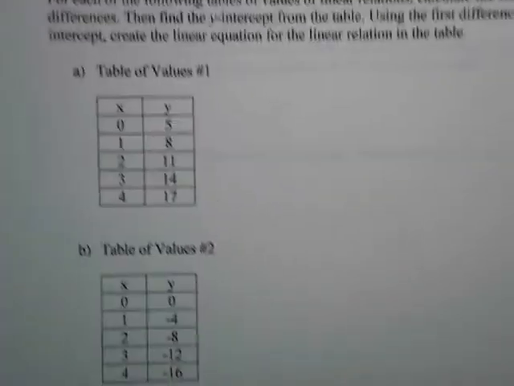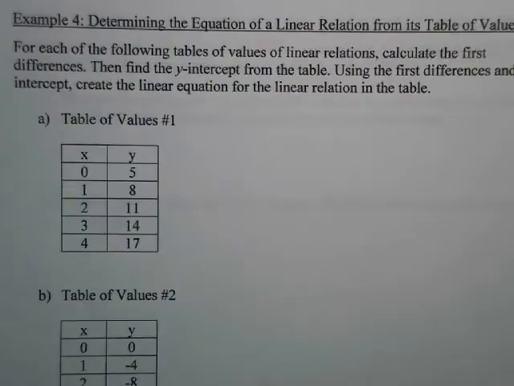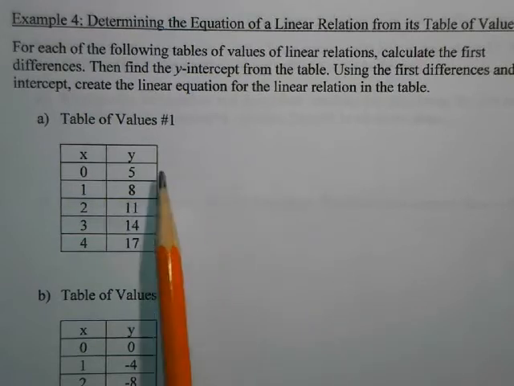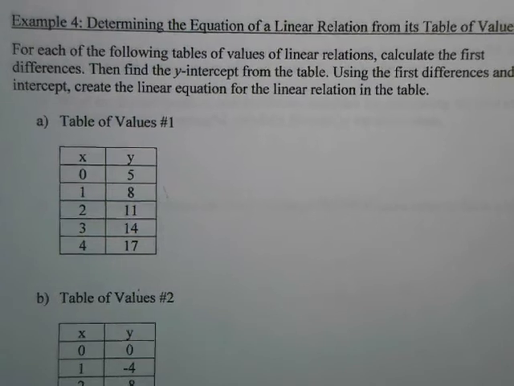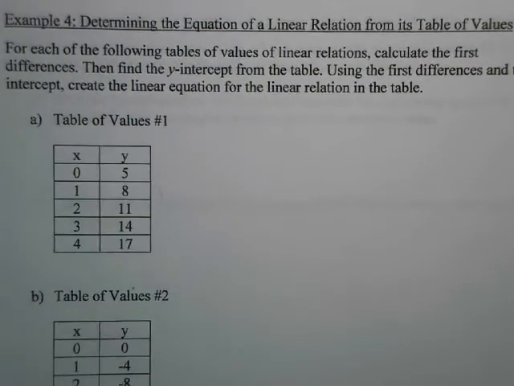Now we're going to look at the table of values. We're going to calculate the first differences, and these are all linear, so we should see that the first differences are all the same. Once we know what that value is, that's going to be our slope. Then we're also going to find the y-intercept from the table and create the linear equation.